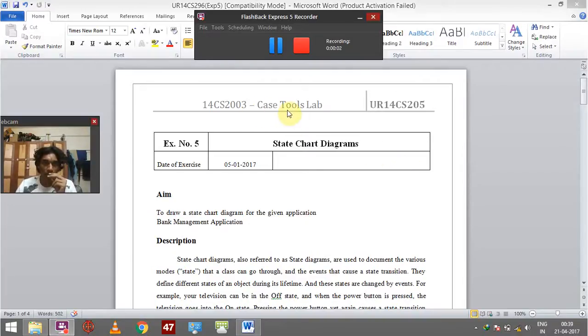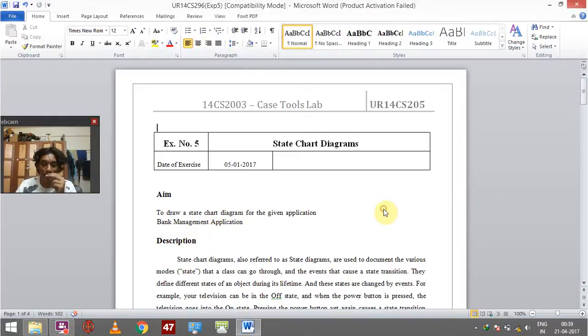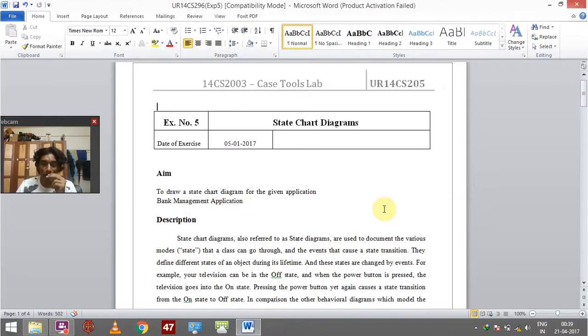You are for CSR representing the fifth lab experiment for case 2 lab where we have to define state chart diagrams. The aim is to draw a state chart diagram for the given application, a bank management application. The discussion is: state chart diagrams, also referred to as state chart diagrams, are used to document various modes that a class can go through, and the events that cause state transition.